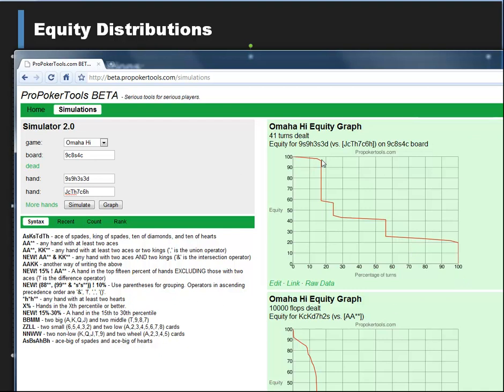This slice here represents, it should be a straight across line. For some reason it curves down a little bit, but basically the top 7 out of 41, about 18% of turns are cases where the board pairs and the straight draw is drawing dead, the big draw is drawing dead. So this is the case 9, the 3/8s, and the 3/4s.